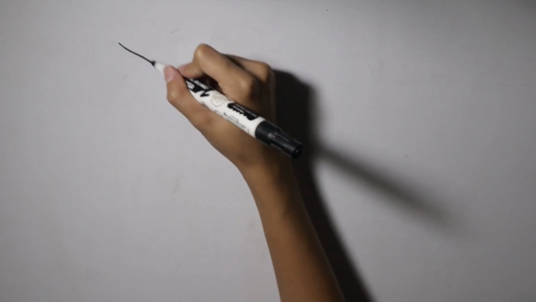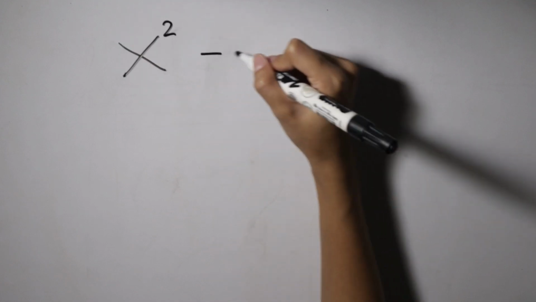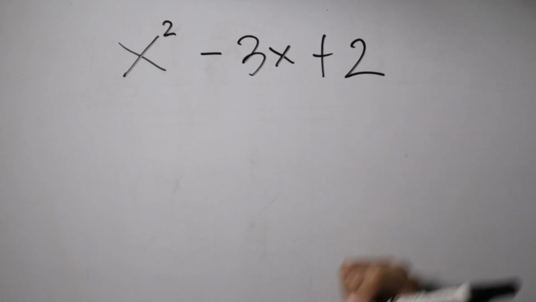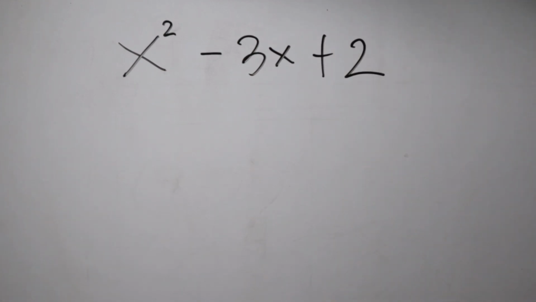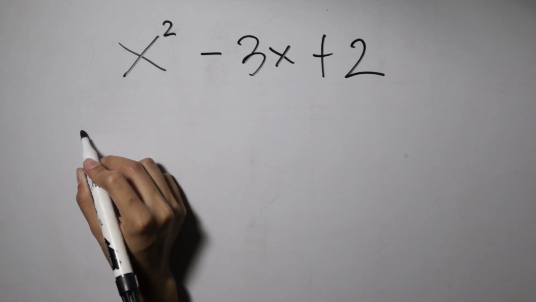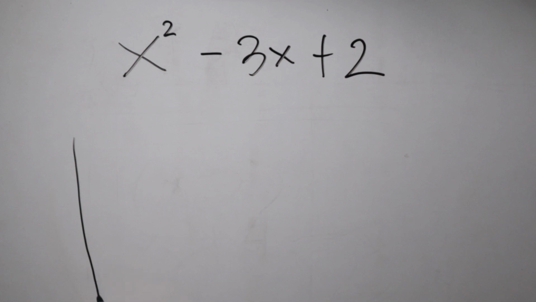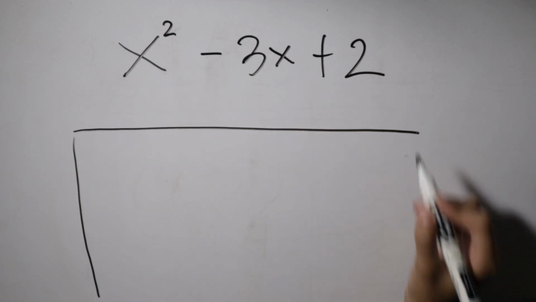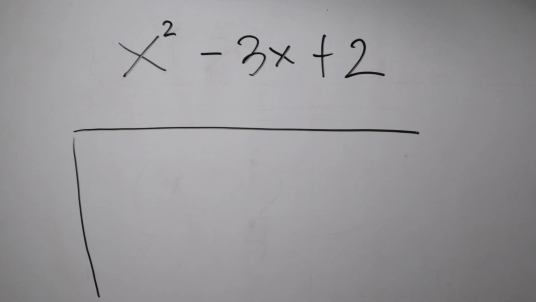x squared minus 3x plus 2. Factoring is finding what to multiply together to get an expression. It is like splitting an expression into a multiplication of simpler expressions. First, let's create a multiplication table. To draw a multiplication table, we need a vertical line and then add a horizontal line at the top.